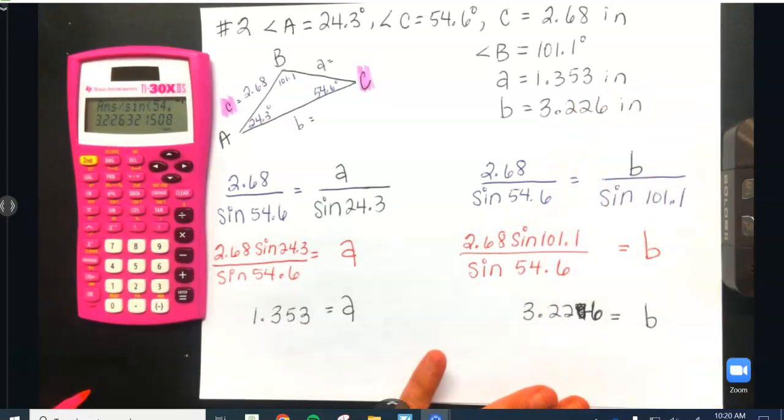Are there any questions on law of sines?